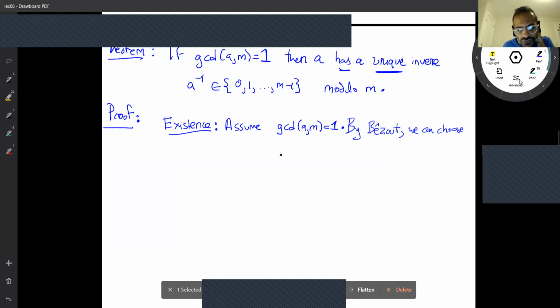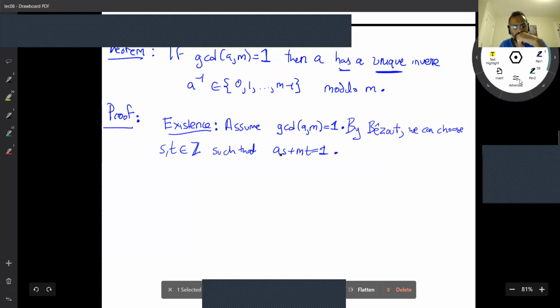Anyway. So by Bezout we can choose some integers S and T such that the linear combination of A and M given by S and T, AS plus MT, equals the GCD, which in this case is 1. How is that going to be useful for finding an inverse? I'm interested in finding a number which, when I multiply it by A, gives 1 modulo M. What should I do with this equation?